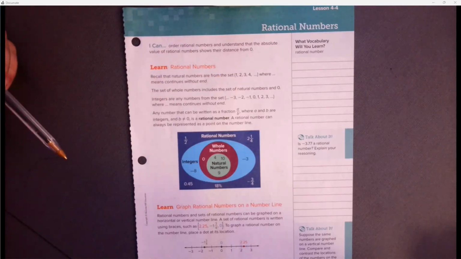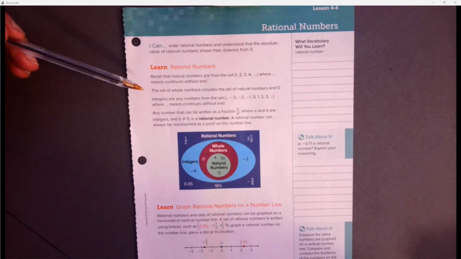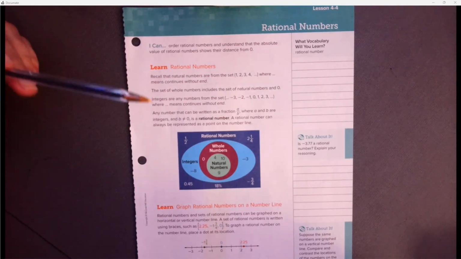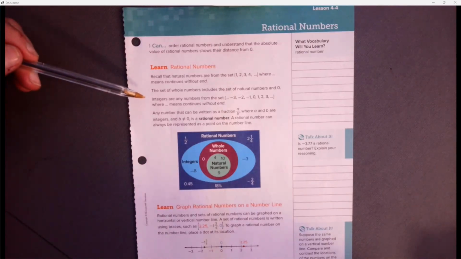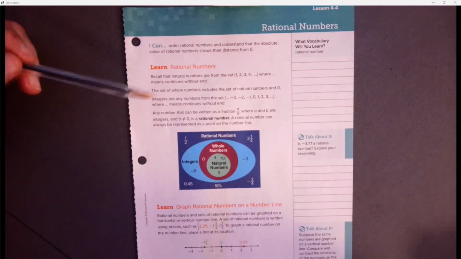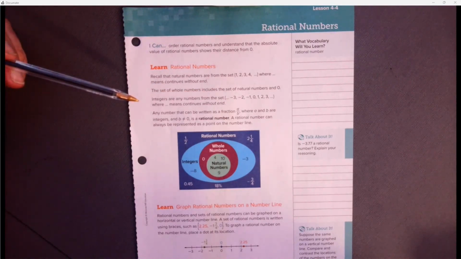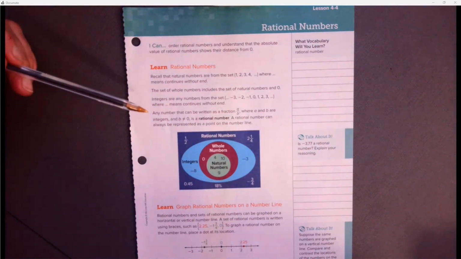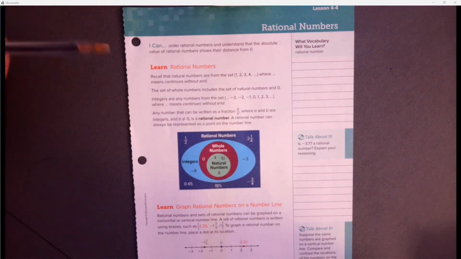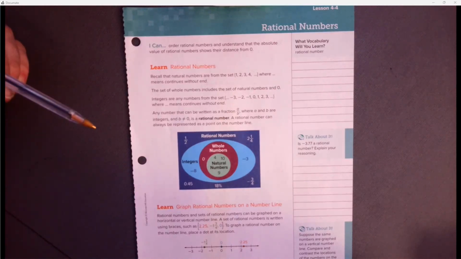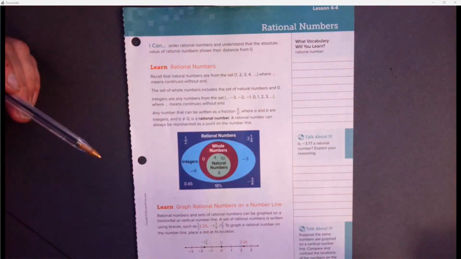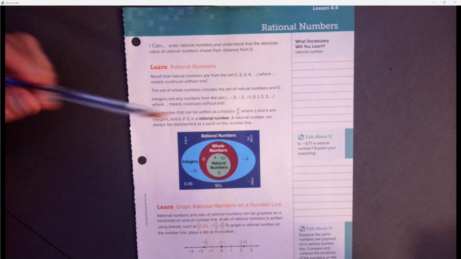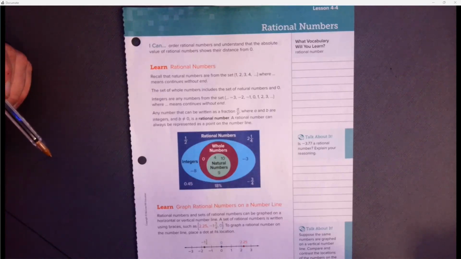The learn section: recall that natural numbers are numbers in the set 1, 2, 3, 4, and continue on and on. The set of whole numbers includes that set of natural numbers along with the number 0. Integers are any numbers from the set that go in the negative direction and positive direction continuously without end. Any number that can be written as a fraction a over b, where a and b are both integers and b is not 0 for the denominator, is a rational number. A rational number can always be represented as a point on the number line.